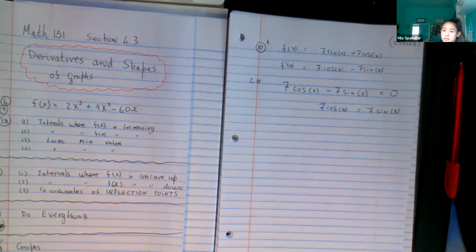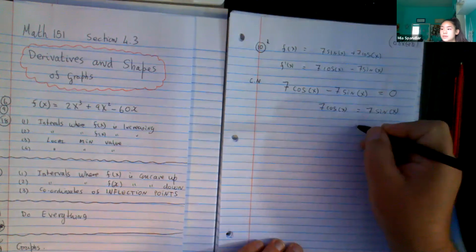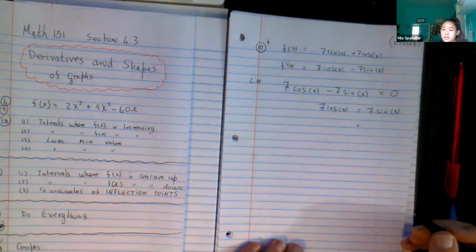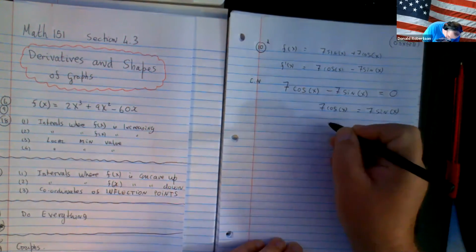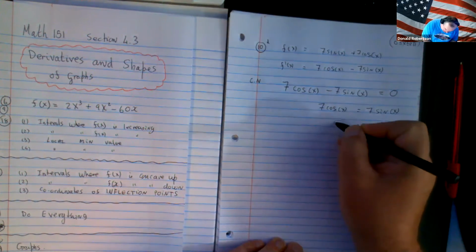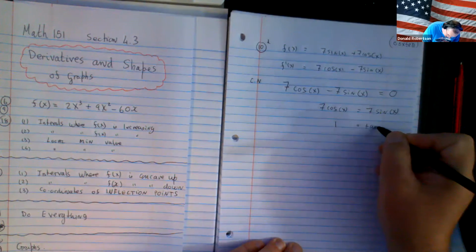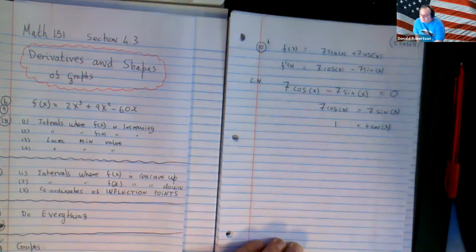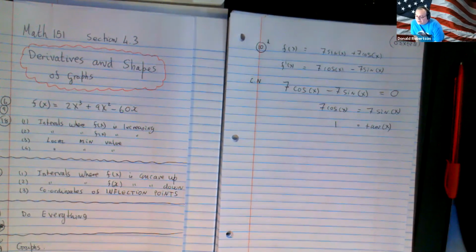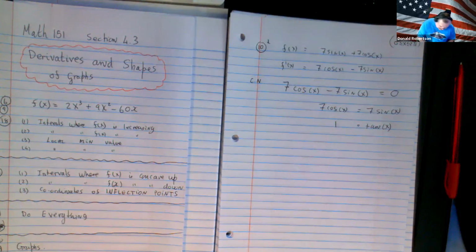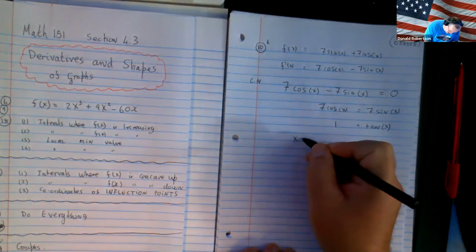Divide by 7. Say it again. Divide by 7 cosine x. And if you divide by 7 cosine x, this guy becomes 1. And doesn't this guy become tan x? And now you are looking for places where the tangent function is positive 1. And there are 2 of those.